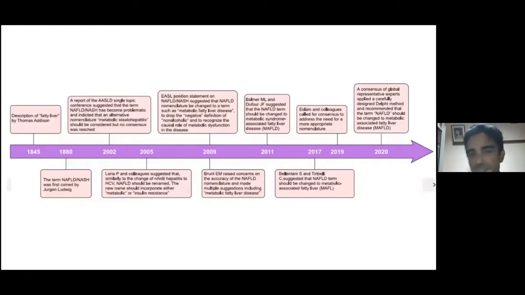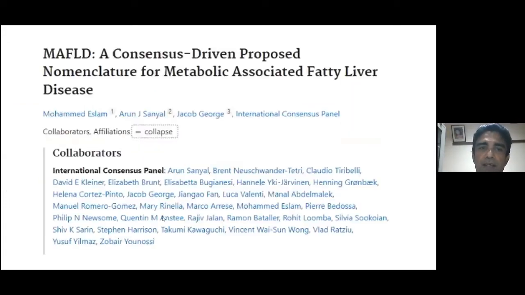Because of the deficiencies in this definition and name, there was an urge, especially among Western hepatologists, to change this name from the early 2000s. As a result, in 2020, worldwide experts came up with a paper proposing to change the name from non-alcoholic fatty liver disease to metabolic associated fatty liver disease. Subsequently, the name was slightly modified to metabolic dysfunction associated fatty liver disease.